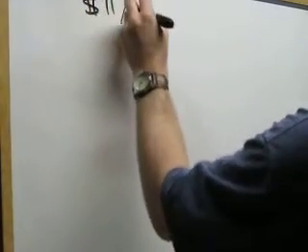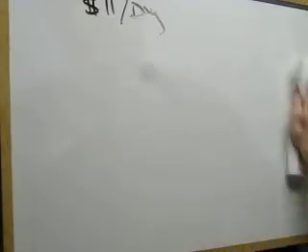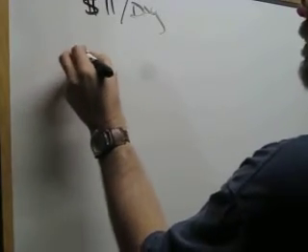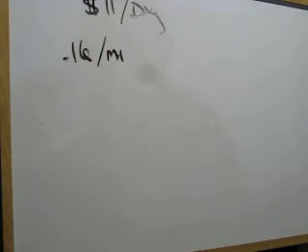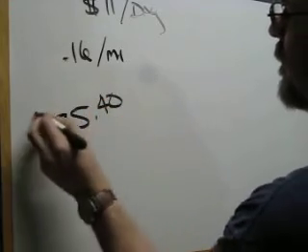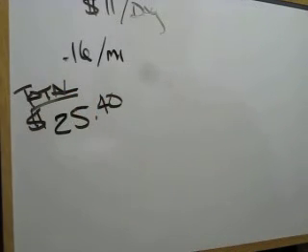A car rental company charges $11 per day and 16 cents per mile for their cars. Okay, and then 16 cents a mile. 16 cents is actually written 0.16 per mile. If the car was rented for 1 day and the charge was $25.40, that's the total. Okay, if it costs a total amount of $25.40, how many miles was it driven?